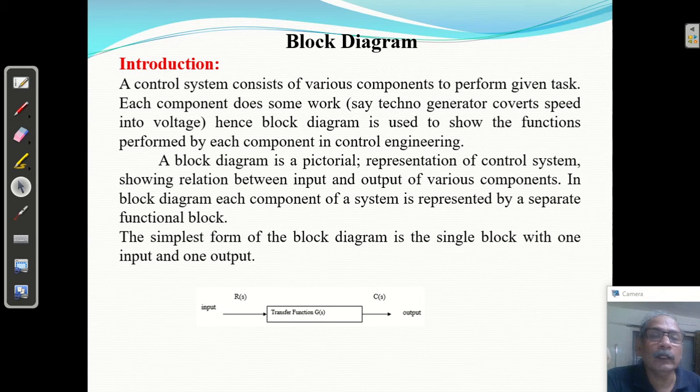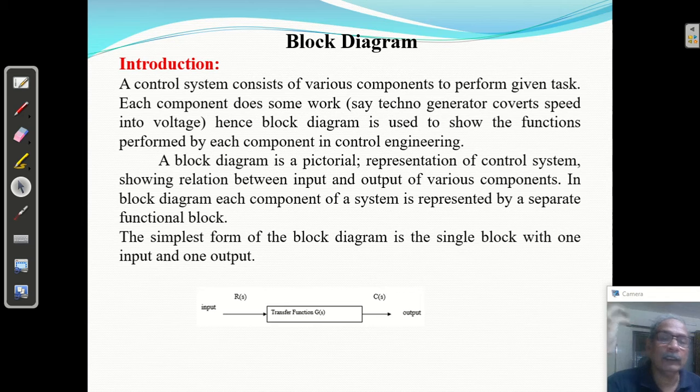That output of the tacho generator will generate the signal, or we can say gate pulse. It will generate the gate pulse and it will control the firing angle of the supply system. Clear? And in this way you can control the voltage, and you can adjust the voltage such that it will run the machine at constant speed. Hence the block diagram is used to show the functions performed by each component in control engineering.